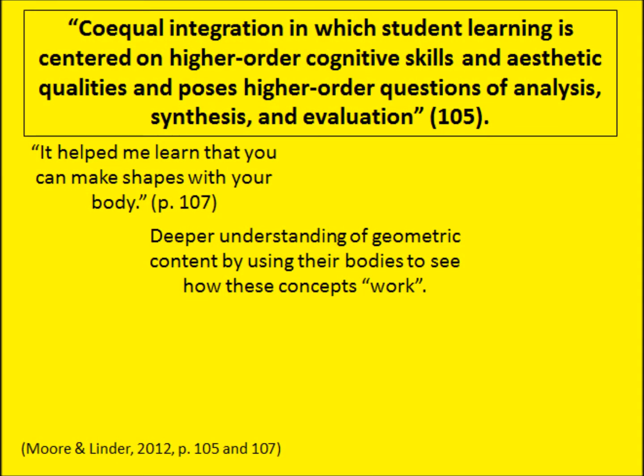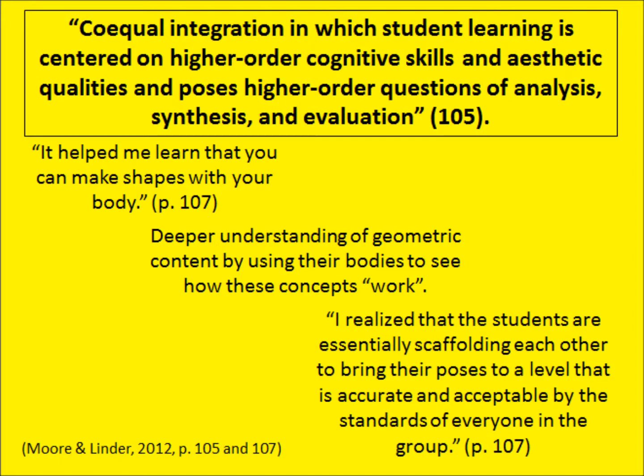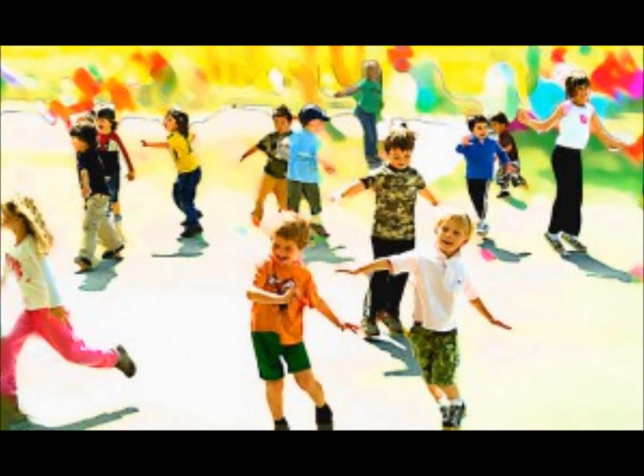This kind of learning helps signal deeper understanding of geometric content by allowing students to use their bodies to see how these concepts work. In the end, one teacher stated that she realized that the students are essentially scaffolding each other to bring their poses to a level that is accurate and acceptable by the standards of everyone in the group. This kind of student interaction allows students to hold each other accountable within the classroom and lesson. It pushes them to learn from and with their peers in ways that they may not normally interact. Plus, it allows students to understand both math and dance in a deeper way that they may have never thought of before.